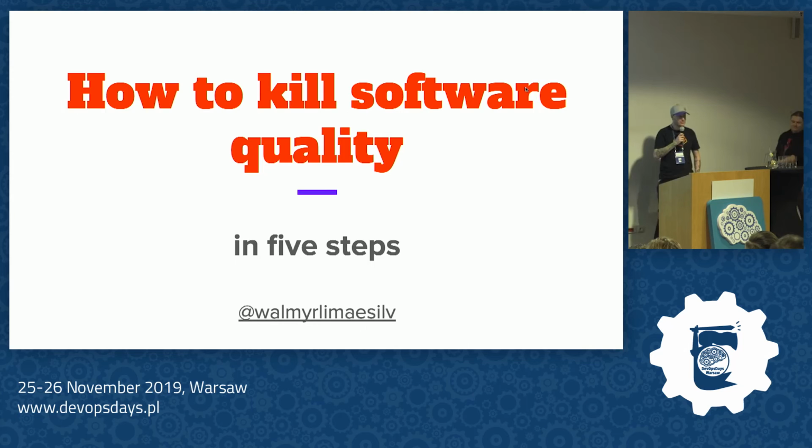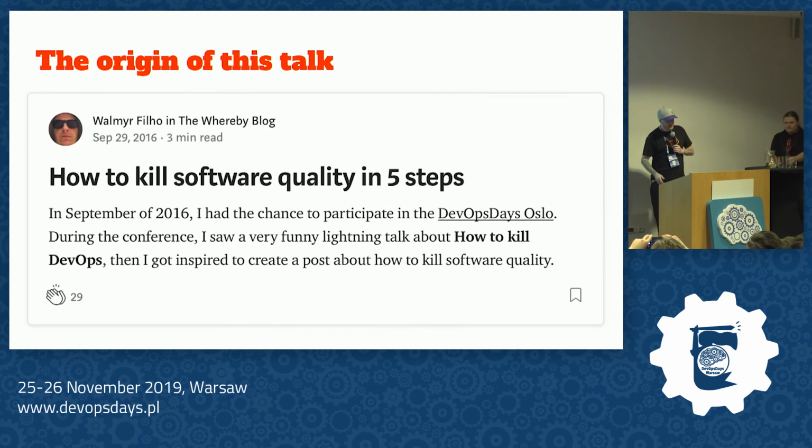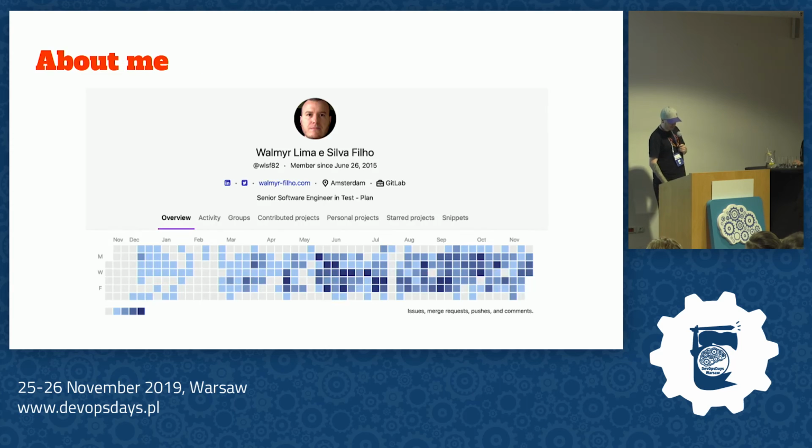All right, so today I'm here to talk about how to kill software quality in 5 steps. My name is Walmyr. I'm originally from Brazil, but I have Polish roots, which is a pleasure to be here then. The origin of this talk is this blog post that I wrote on my Medium account. So if you search for how to kill software quality in 5 steps, you find this article that I wrote in 2016, which was based on a talk that I saw in DevOpsDays in Oslo. That was how to kill DevOps in 5 steps.